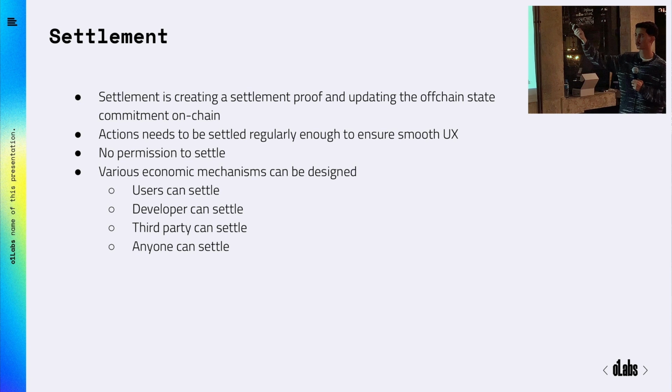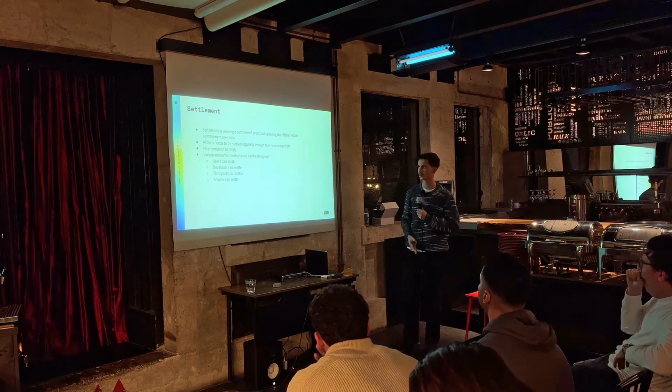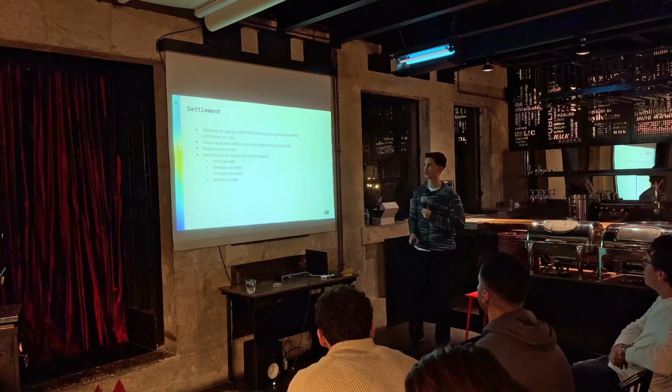And also there is no permission to settle. Anyone can settle. Users can do it, developers can do it, a third-party service can do it. And also various economic mechanisms can be designed for that. For example, a zkApps developer can tax users with small amounts, then reward the person who creates the proof and settles with that tax revenue. There are also other creative mechanisms that can be designed there, so there's lots of room for creativity.